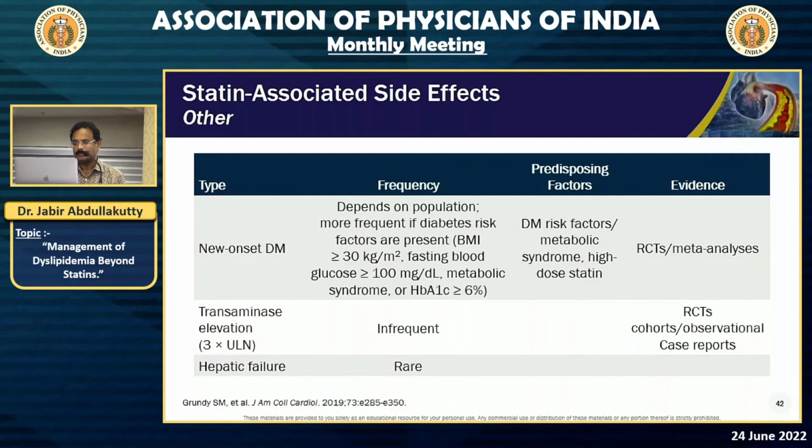New onset diabetes is another problem, but usually it's uncovering of diabetes in a person who is destined to develop diabetes, especially in patients with a metabolic syndrome, strong family history of diabetes, and a baseline HbA1c of more than 6%. And transaminase elevation, it is basically a transaminitis, may not produce fatal liver injury, and fatal liver injury is extremely unlikely with statin.